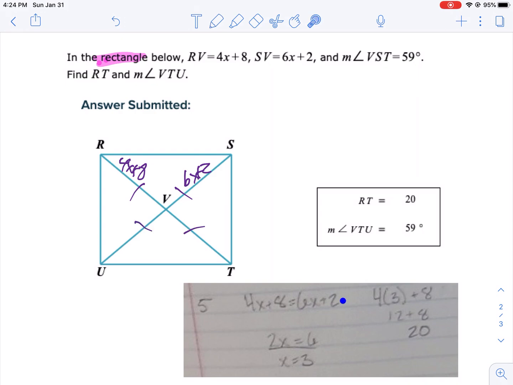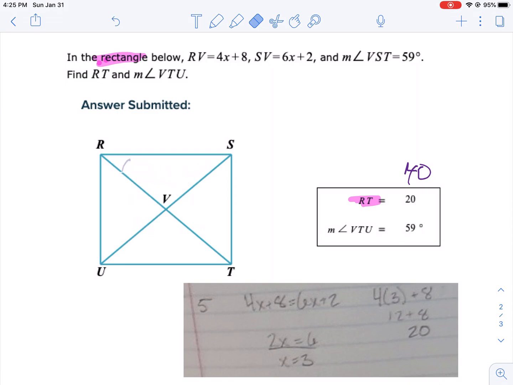You set 4x plus 8 equal to 6x plus 2. You solve for x. You go back up here and R to V is 20. But the problem is, look at what you're asked to find. You're asked to find R to T. So R to T should be 40 because R to V is half of that. Now I'm going to erase this stuff to talk about the angles.